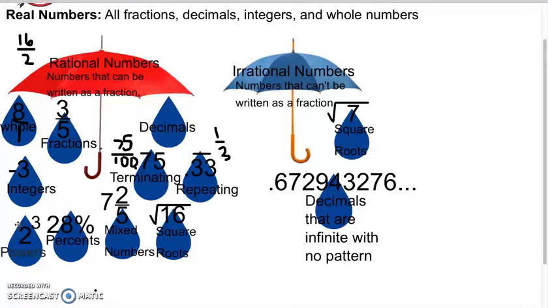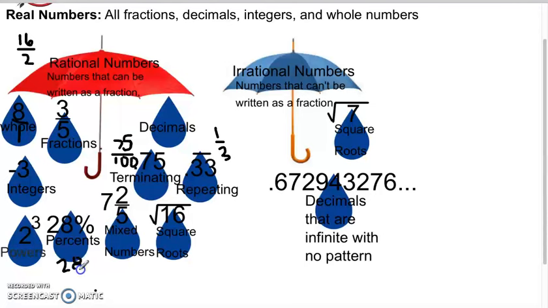Sometimes we even use them to write really small numbers. And so just know that powers are in this category of rational numbers because we can write them as fractions. Percents. Percents are within this category because a percent is always out of 100.